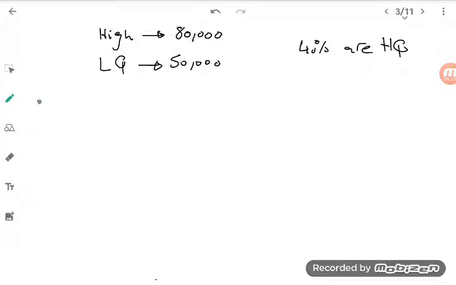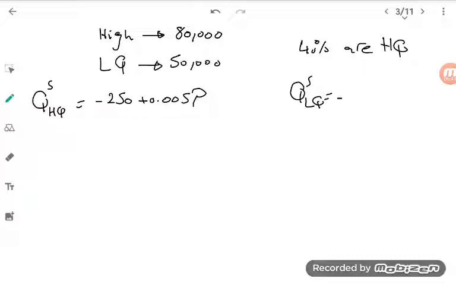If you know that the supply function of high quality cars, this is quantity supplied of high quality, is negative 250 plus 0.005 P. And with respect to the supply of low quality, it's negative 25 plus 0.005 P. How many high quality and low quality cars will be sold in the market if each received the price his or her car actually deserves?